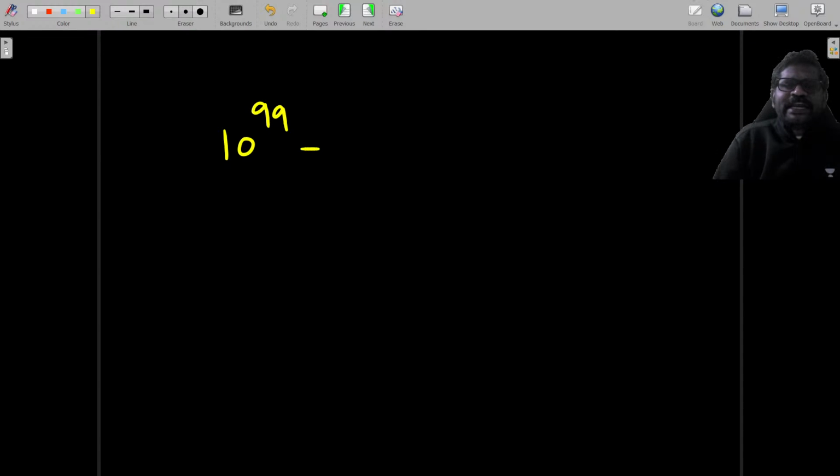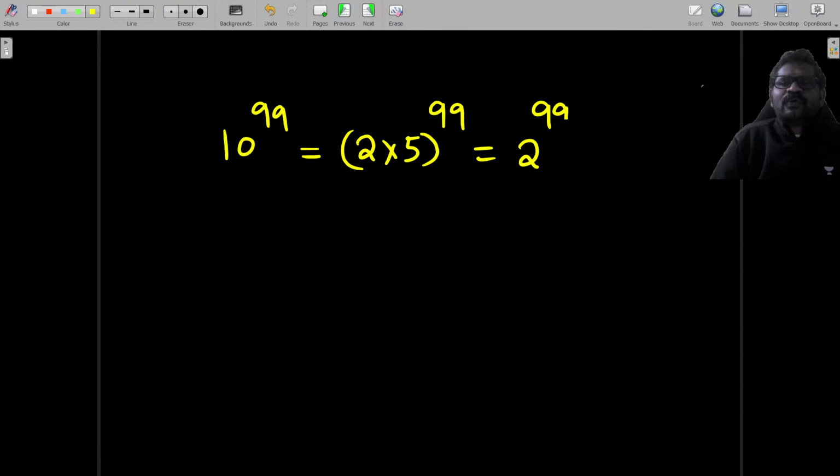10 power 99 can be written as (2 into 5) whole power 99, that is 2 power 99 into 5 power 99. So I have written 10 in the form of 2 prime factors. The reason is we have a direct formula. You can calculate the total number of divisors very easily with the help of that formula.